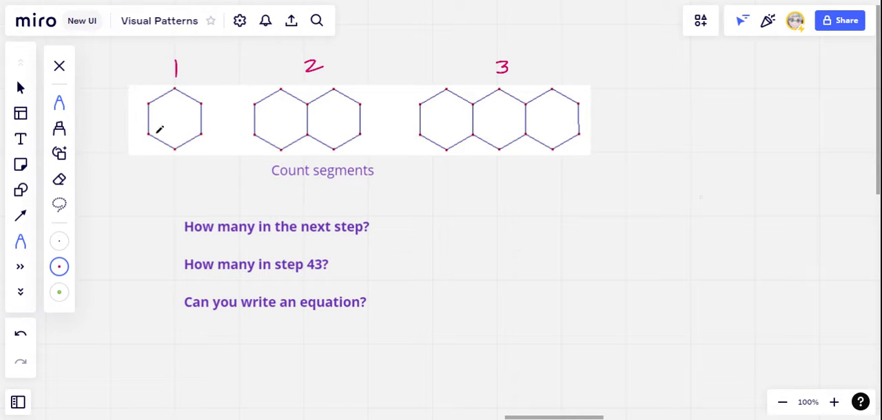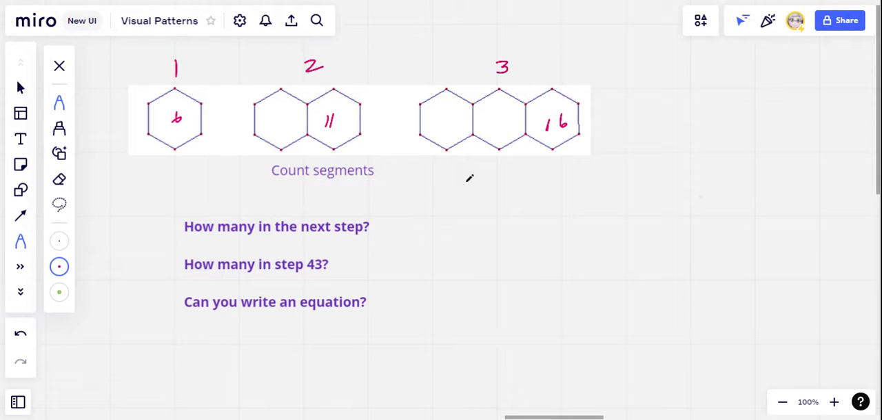All right, so let's think about this. In step 1, I've got 6 segments, right? There are 6 sides in a hexagon. In step 2, if I had 2 hexagons that were separated from each other, I'd have 12 sides, but one of them overlaps. So I've only got 11 line segments. So I'm going to actually jot this down. There's 6, there's 11. And then here, well, what do we have? This overlaps, so that chunk is 11, and then this overlaps, so that's going to add just another 5 to it. So that should be 16.